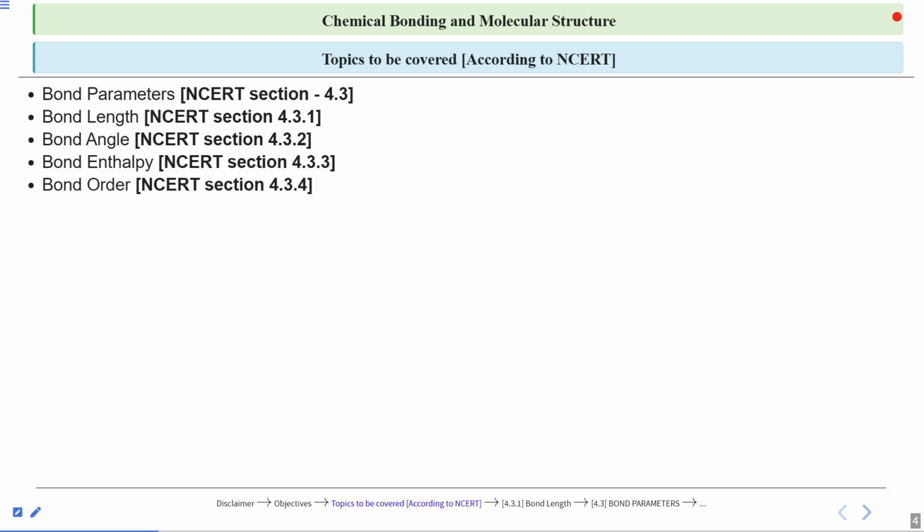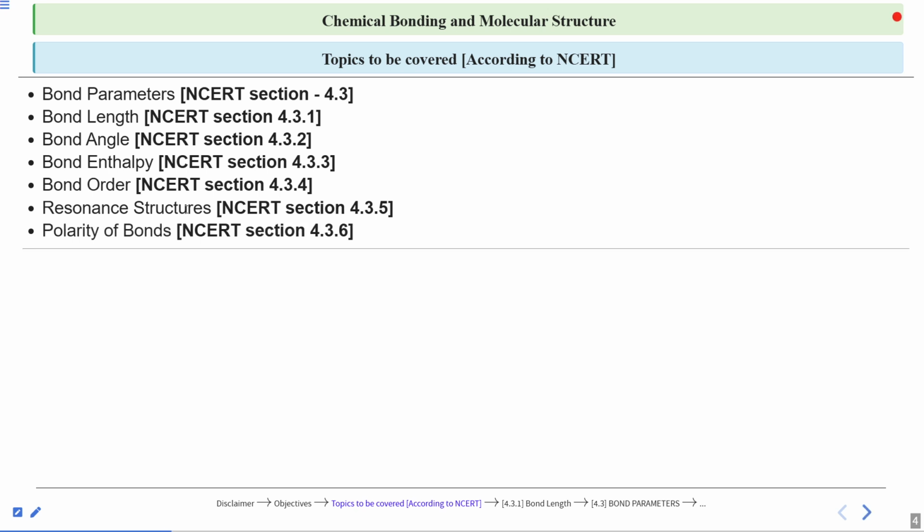bond order and resonance structure. So this is a bonus part of the lecture. It is different from the bond parameters, but the most important one. And the last is polarity of bond. So there are a total of 4 bond parameters and 2 important properties. So we shall begin the lecture now.